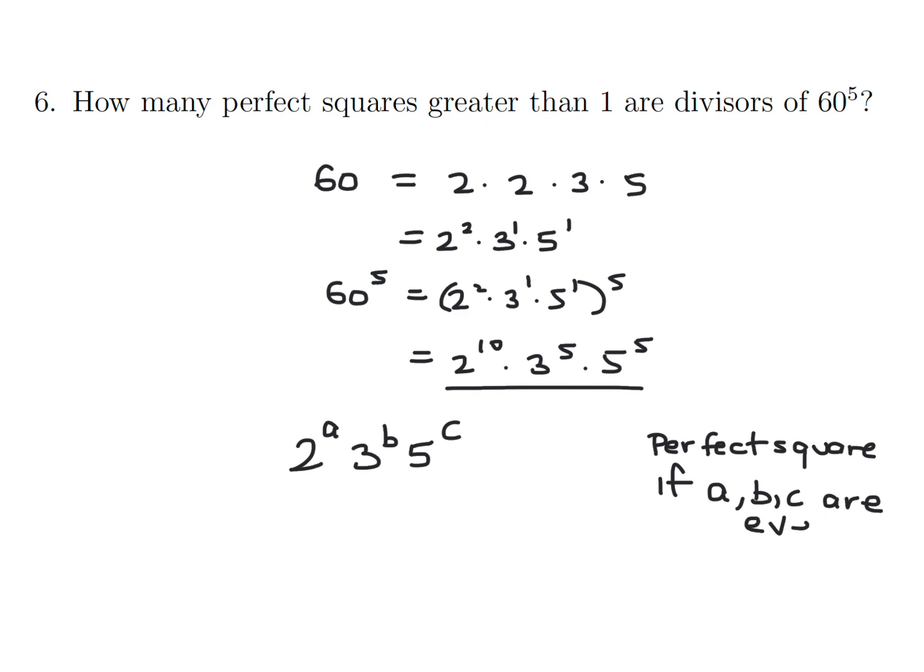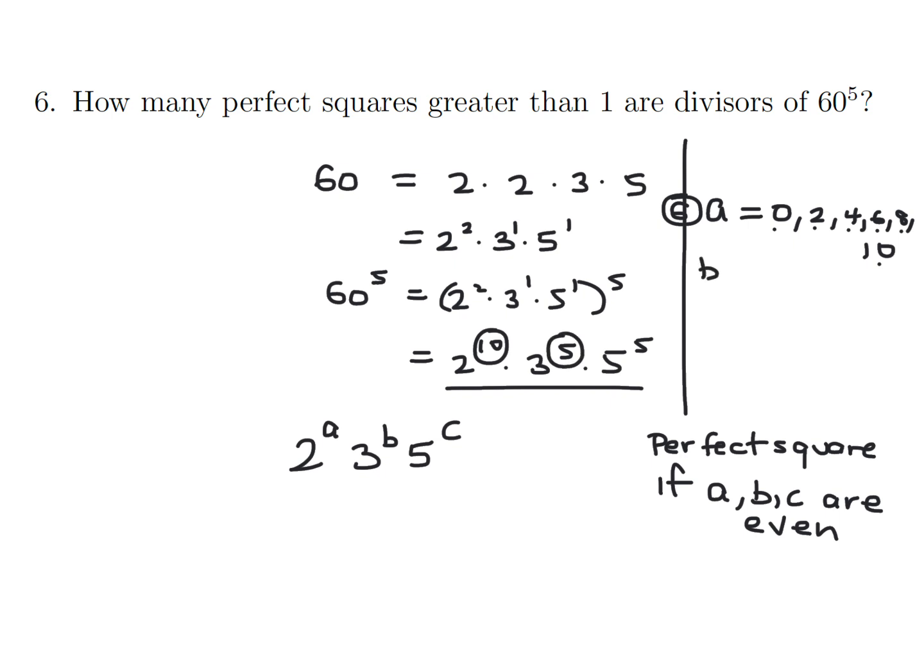So we have to choose values of a, b, and c that are even. Okay, well, my candidates for a, since a can be anything from 0 to 10, right? So the even numbers are 0, 2, 4, 6, 8, and 10. 1, 2, 3, 4, 5, 6. So there's 6 possibilities there. I'll just put that 6 in a circle. For b, my number can be anything from 0 to 5. So the even choices are 0, 2, and 4. So we have 3 choices there.